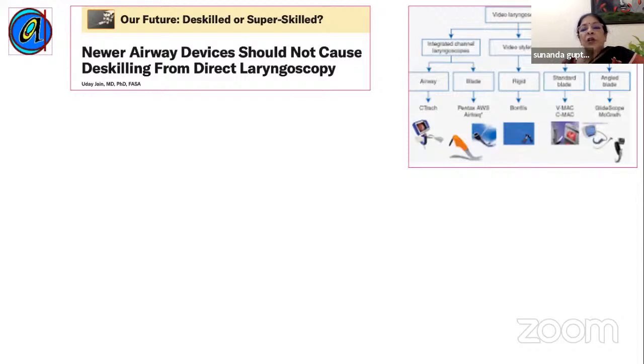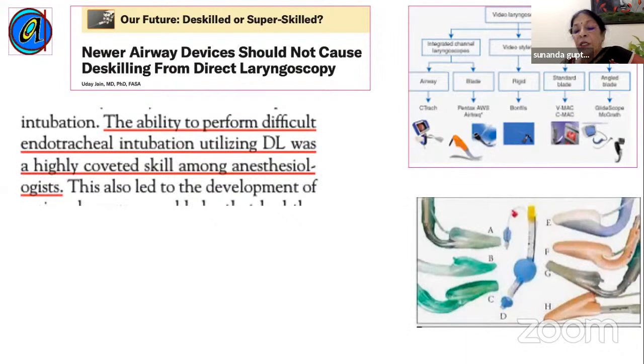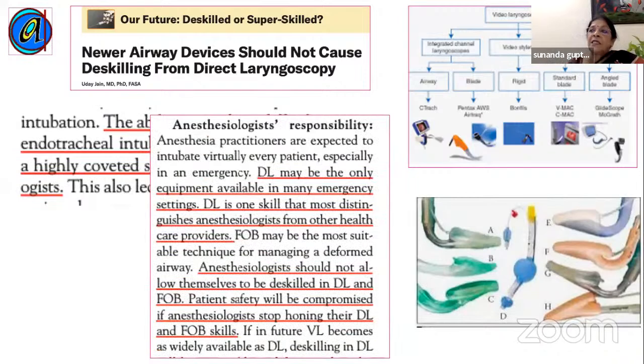In the end, when we talk about the high-end video laryngoscopes and the newer supraglottic airway devices, are we really de-skilling or are we becoming super skilled? Now, the ability to perform difficult endotracheal intubation utilizing direct laryngoscopy was a highly coveted skill in our times. And what is important as anesthesiology teachers and as students of anesthesiology: never lose your touch from direct laryngoscopy.